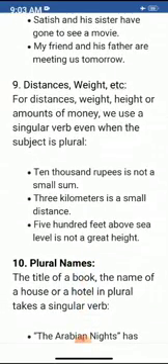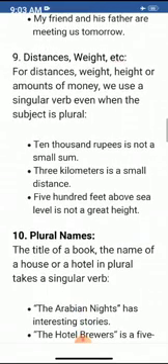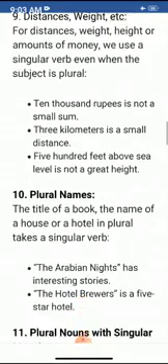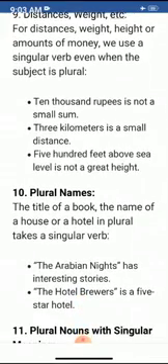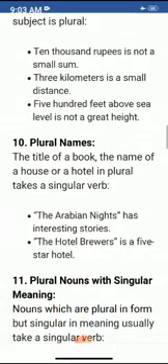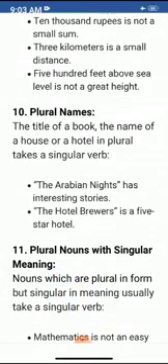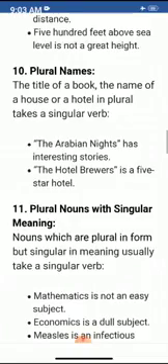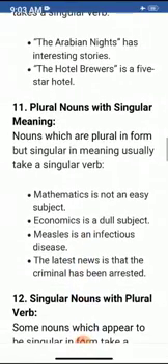Now see plural names. The title of a book, the name of a house or a hotel in plural takes a singular verb. The Arabian Nights, as you know, is a collection of stories. Arabian Nights has interesting stories. The Hotel Brewers is a 5-star hotel. Plural nouns with singular meaning: nouns which are plural in form but singular in meaning usually take a singular verb, such as mathematics, economics, measles, news.